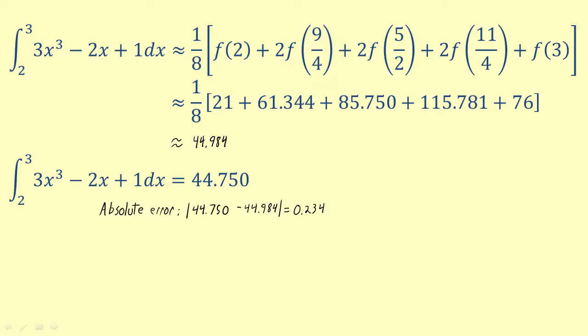Now we can calculate the relative error. Divide the absolute error by the exact value. This gives us 0.234 divided by 44.750 equals 0.0052. As a percentage, this would be 0.52%, which is pretty small. Since the error is so small, we can conclude that this is a good method of estimating this integral.